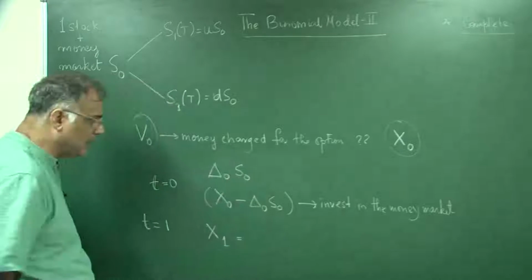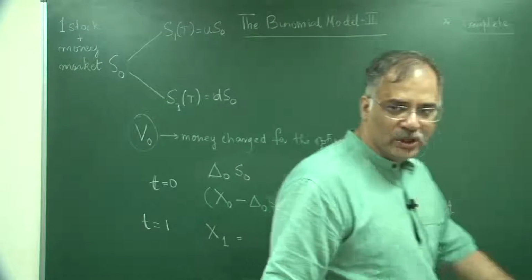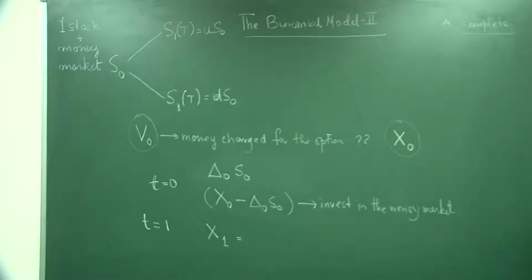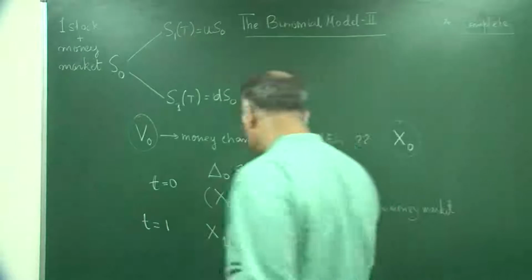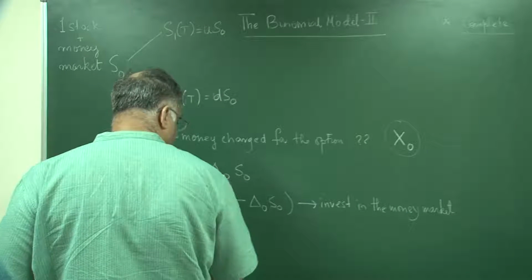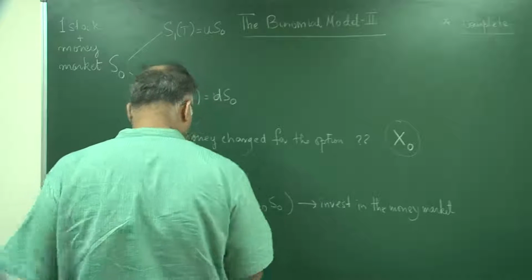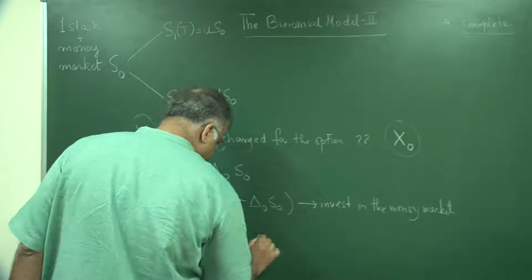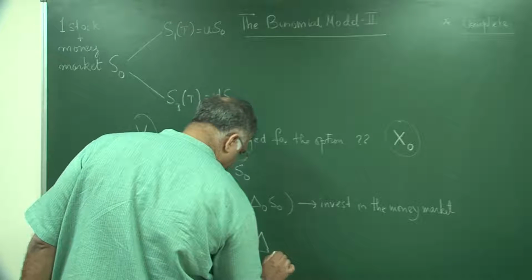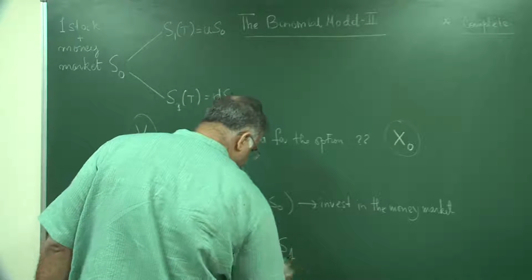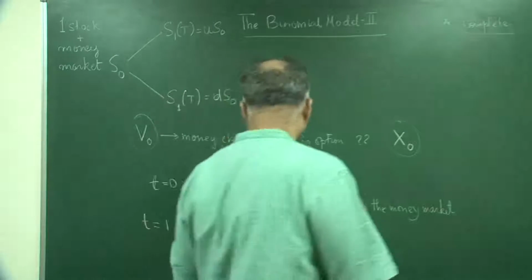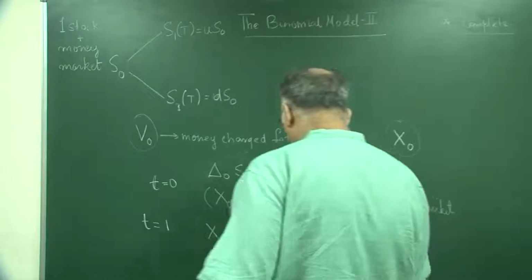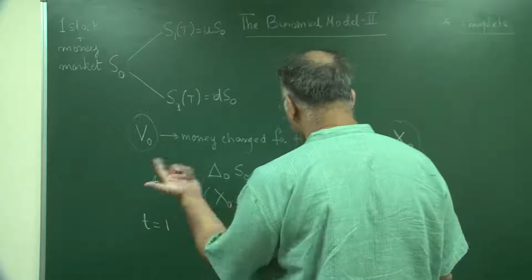What I will do is sell these delta naught shares that I am holding in the market at price S1, which could be S1t or S1h. X1 here is a function, it is X1 of something, t or h. We will explicitly write this. So, you will sell the delta naught shares, plus the money that you have invested in the money market with interest rate R, which is given to you from the last lecture.